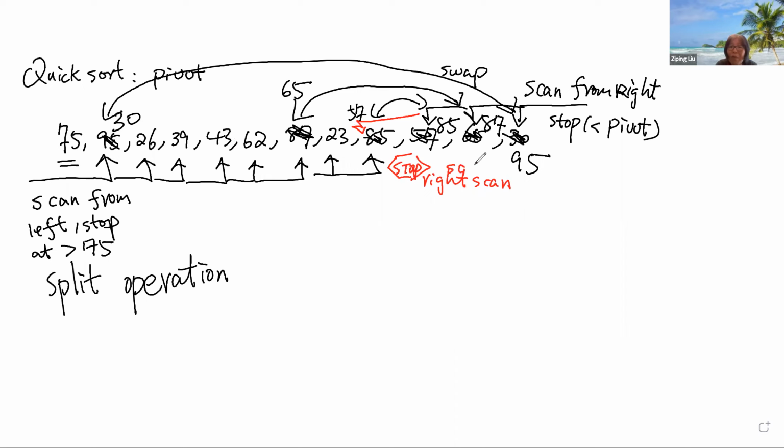So stop scanning. And this location should be the place where the pivot is going to be. So you're going to swap these two numbers. I'm going to place 57 here and put 75 here. So 75 is moved to its right location.